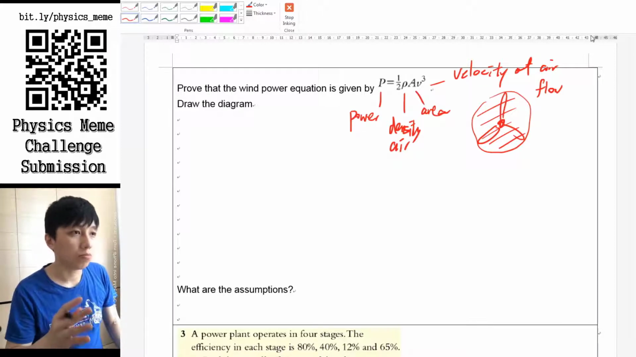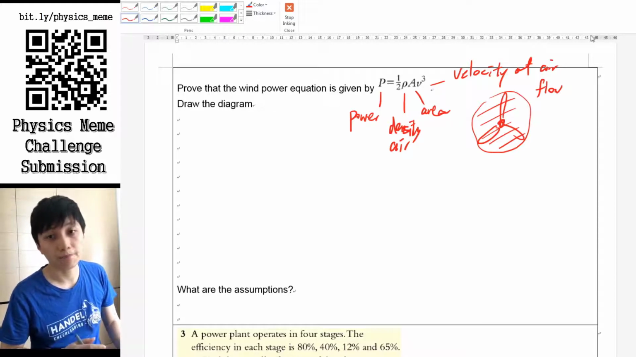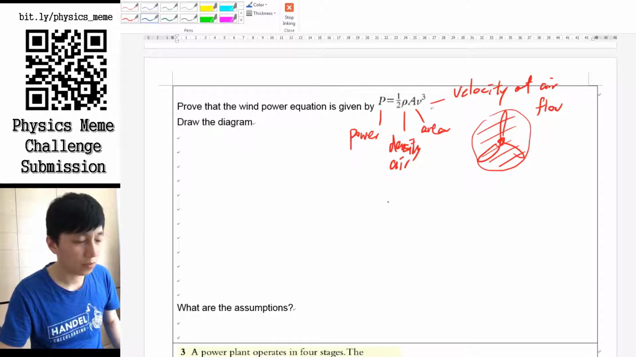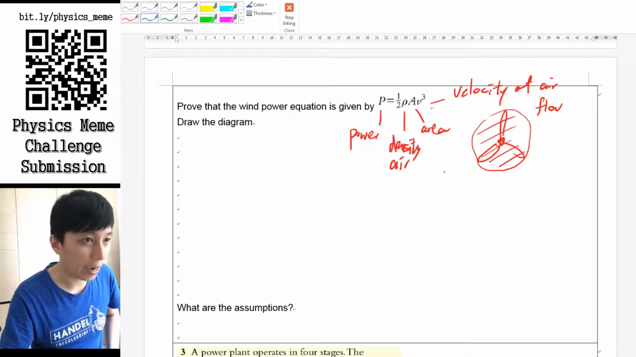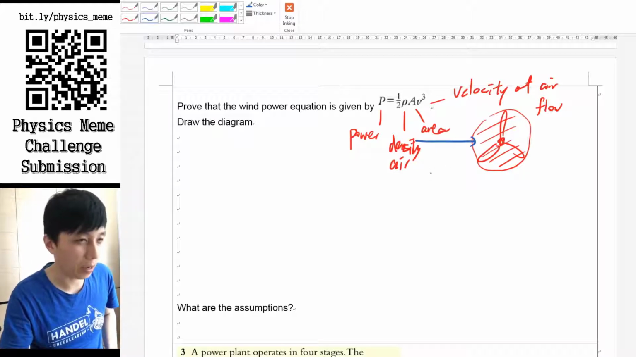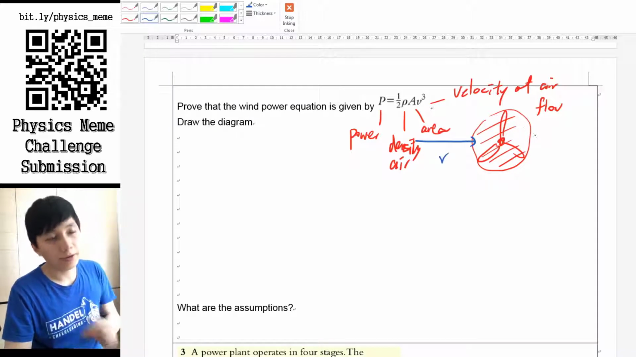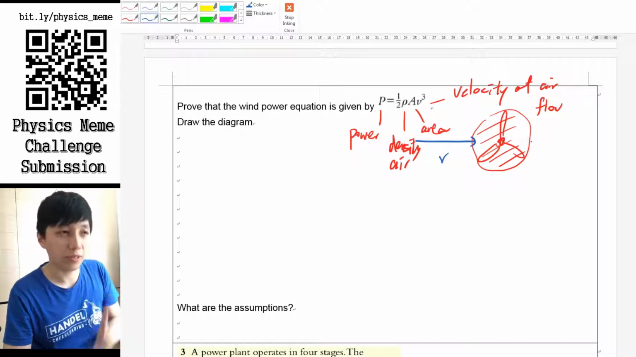So pause the video, try it out yourself, and I'll show you how I would do it. 2,000 years later. Okay, so let me show you how I can do it. Imagine there is a bunch of air that got drawn in by the turbine itself with velocity of v. And you may get stuck here because you don't know what to do next.